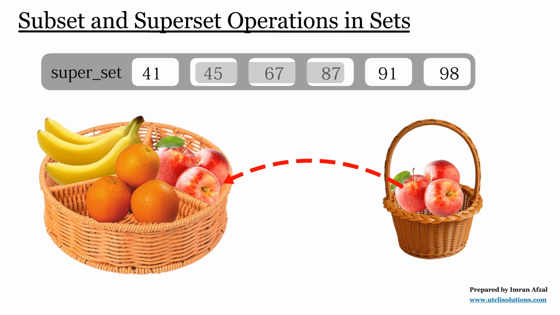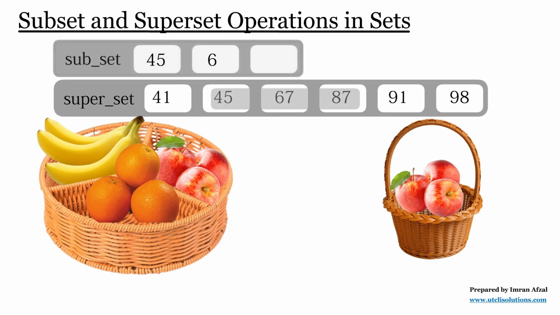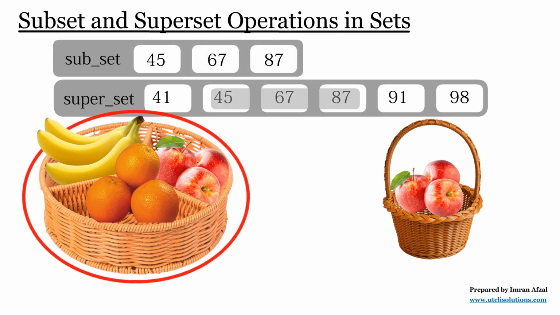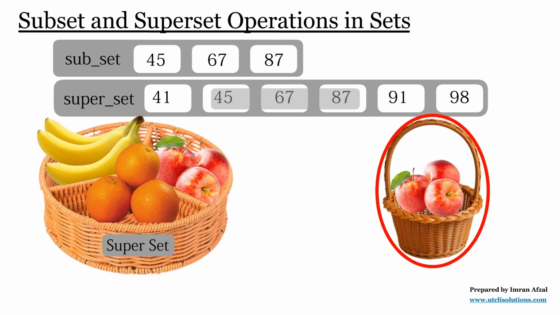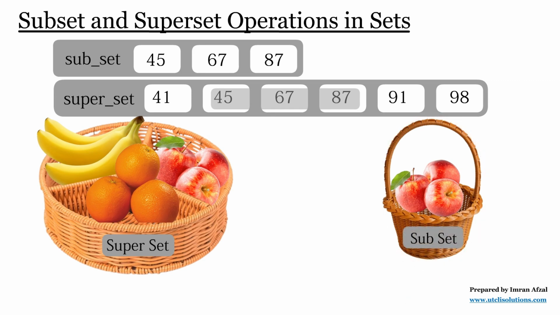A superset is the opposite. It is the bigger group that already contains everything from a smaller group. In our example, the big basket with all the fruits is a superset because it contains apples from the small basket, plus other fruits like bananas and oranges. This big basket has everything that the small basket does and maybe more. So, in simple words, small basket is a subset of big basket because all apples in small baskets are also in big basket. A big basket is a superset of small basket because it has everything in small basket plus more.